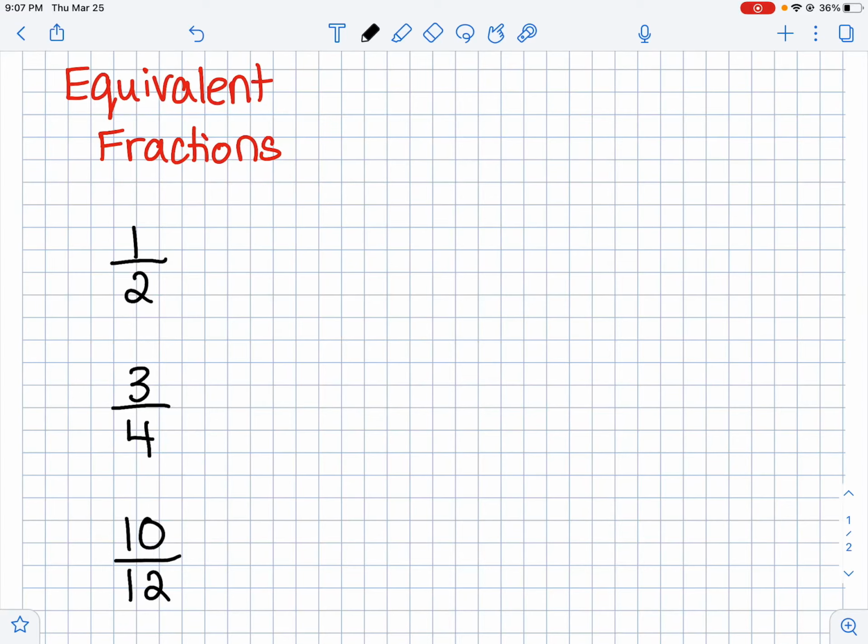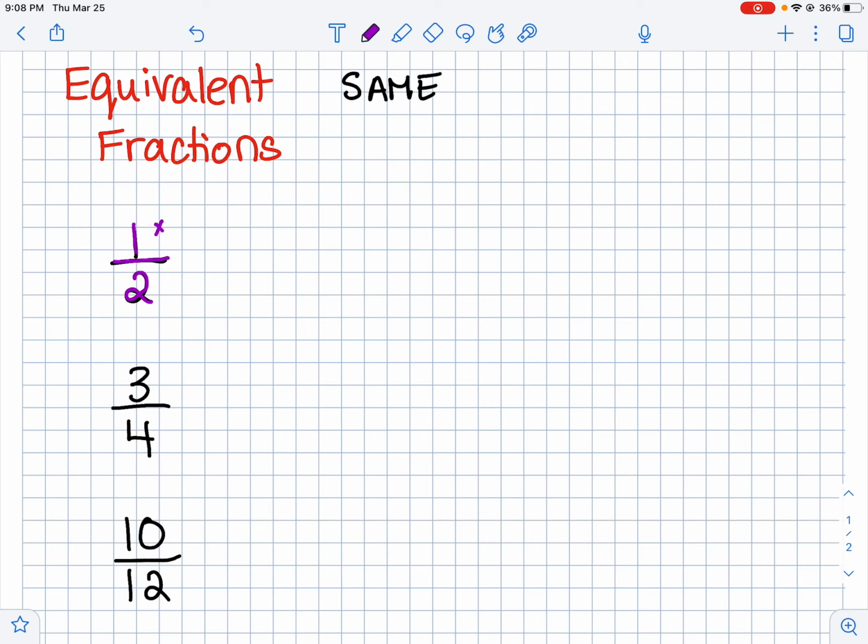This is a video on equivalent fractions. So equivalent fractions, this word equivalent, it kind of means like the same. So we can write fractions more than one way. So if I have a fraction like 1 over 2, I can multiply or divide the top and bottom by anything.